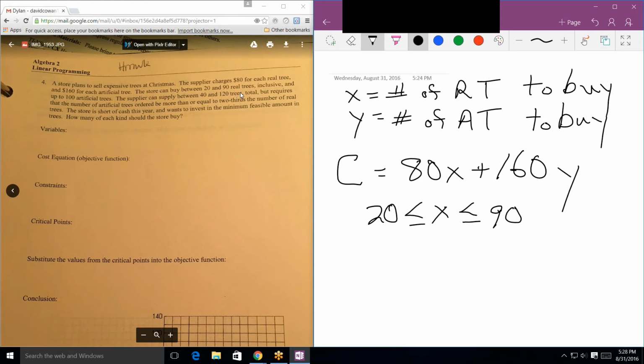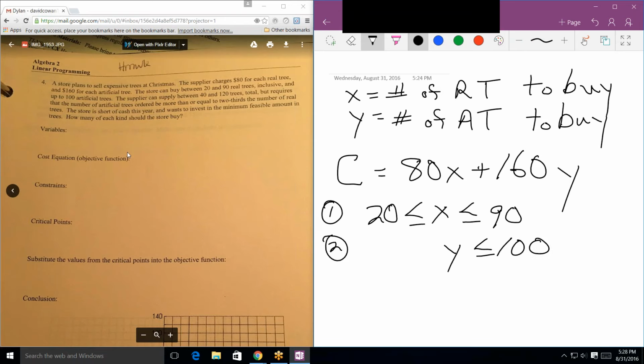Okay. And up to 100 artificial trees. How can I write that? Up to, so that's like the max. So it would be Y has to be what? Y has to be less than or equal to 100.